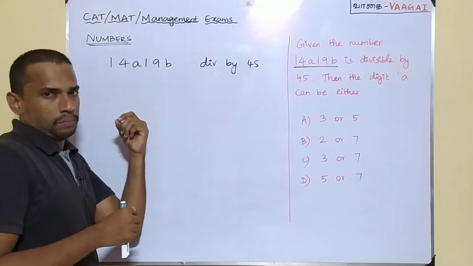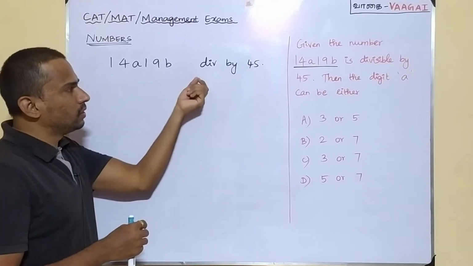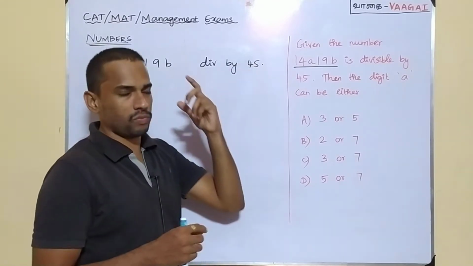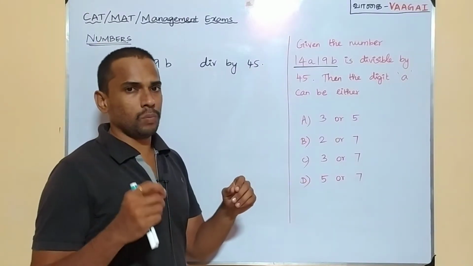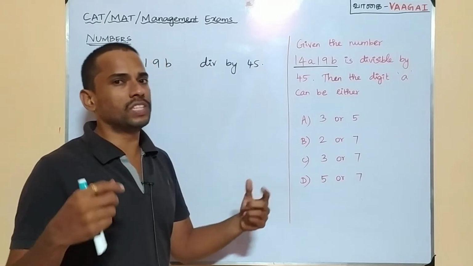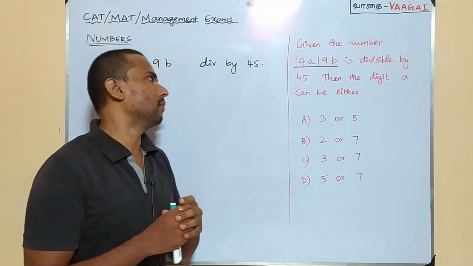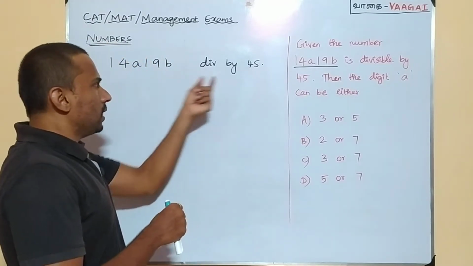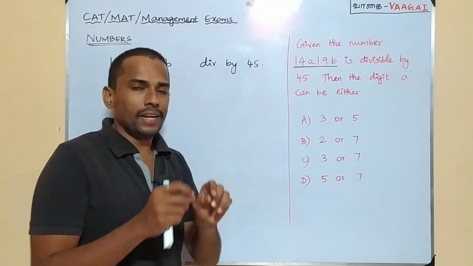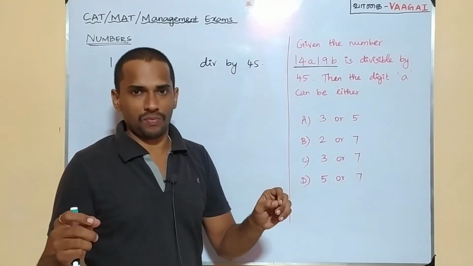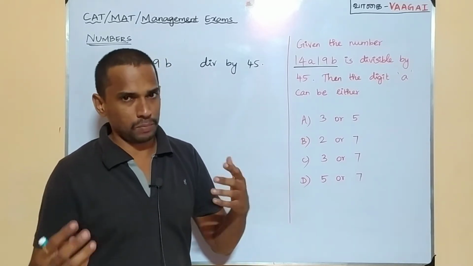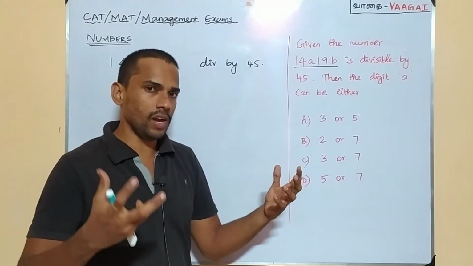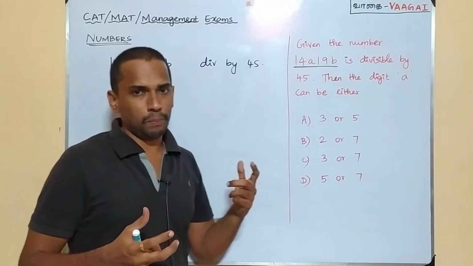So here is our given number 14A19B. This is divisible by 45. This is the condition given in the question. So in that case, we should be clear with some basics of divisibility properties. Now, since our number is divisible by 45, it is better to prime factorize the number 45.